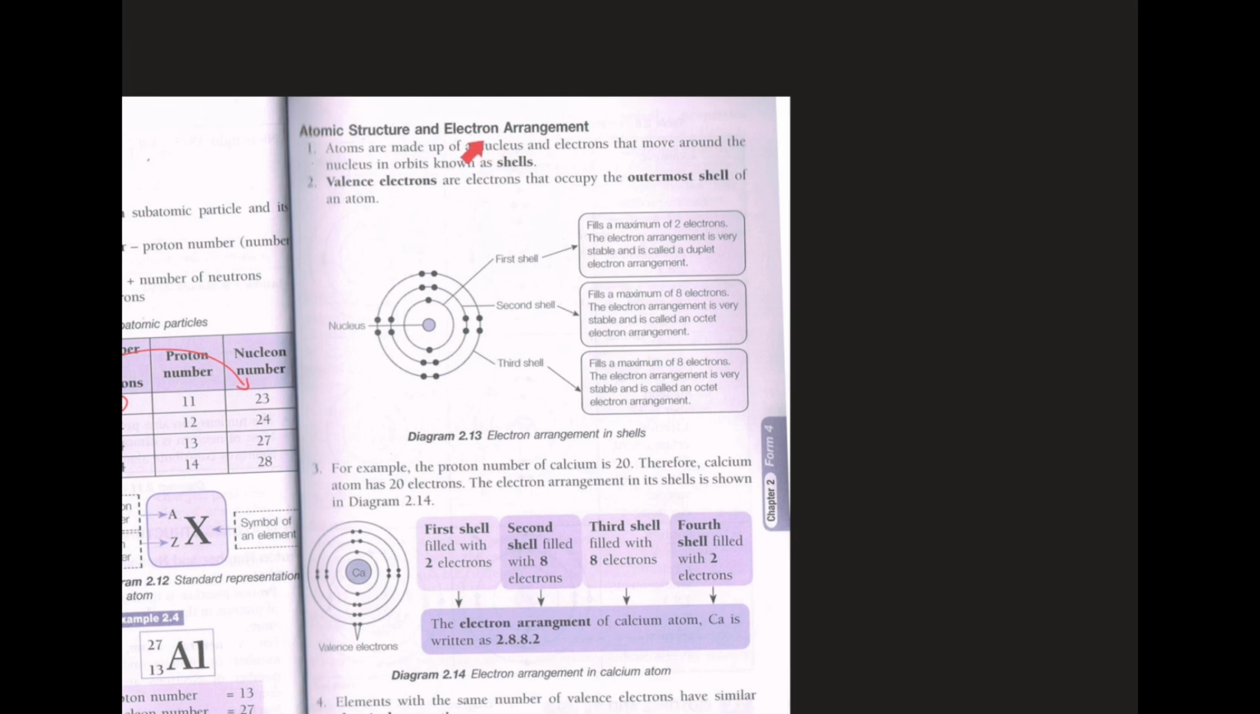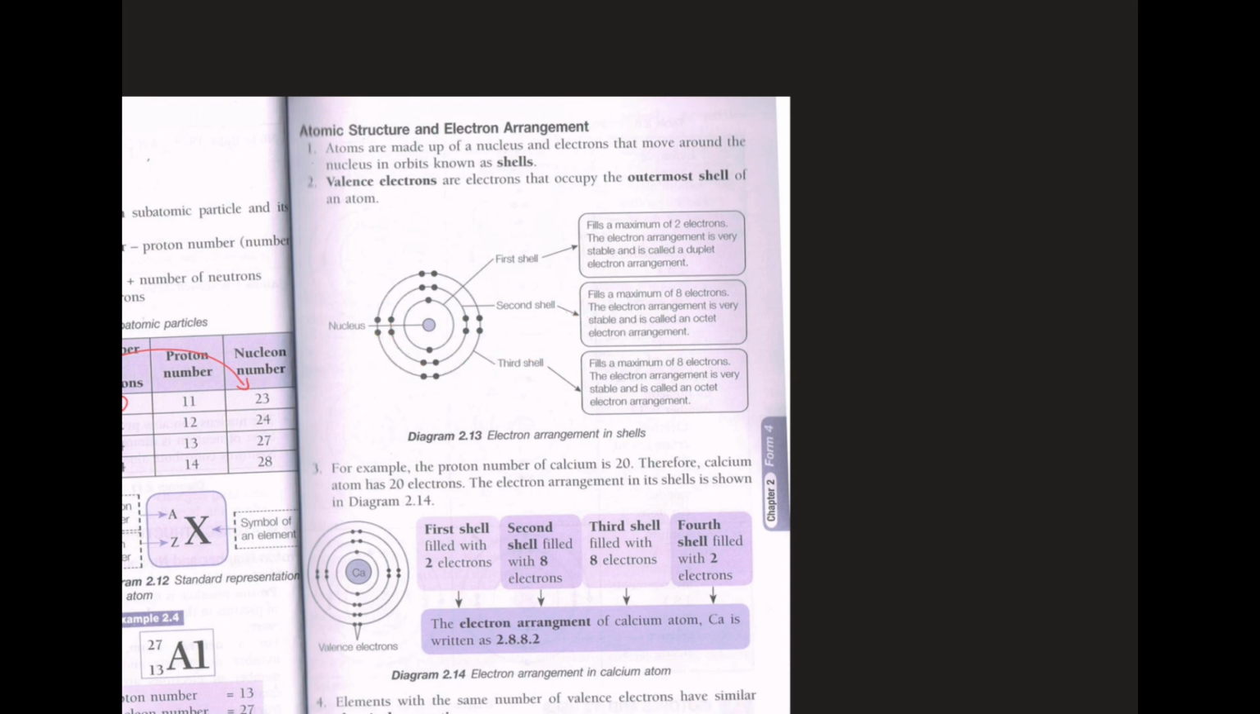Atomic structures and electron arrangement. Atoms are made up of a nucleus and electrons that move around the nucleus in orbits known as shells. So that means the electrons are in the shells. You see the first shell has 2 black dots on it, that means 2 electrons. The first shell fills a maximum of 2 electrons. The electron arrangement is very stable and is called a duplet electron arrangement. Duplet means 2. The first shell can take 2 electrons only, then it is full already.